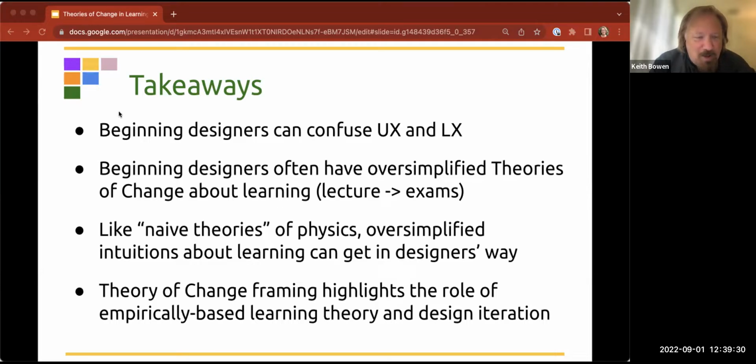These are a little bit like when people talk about naive theories in other sciences, like naive theories of physics. These oversimplified intuitions about learning can actually get in designers' way. Therefore, this explicit framing of theory of change can highlight the role of empirically based learning theory and then design iteration. So those are some of the key takeaways for us.